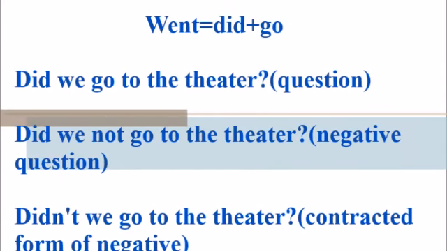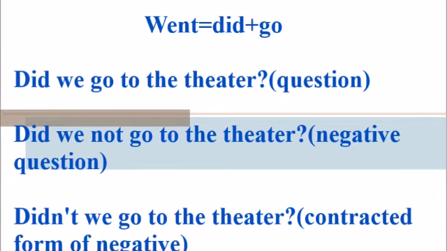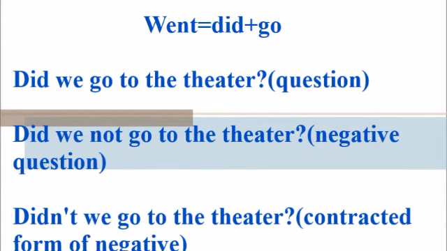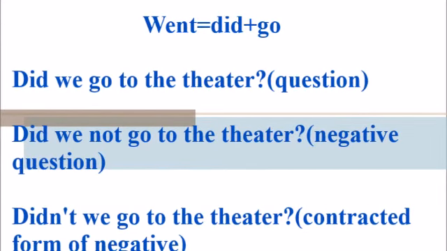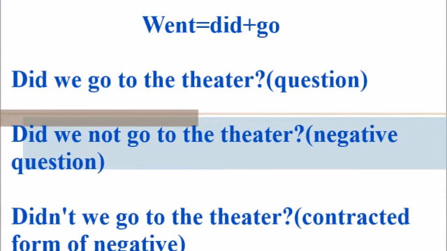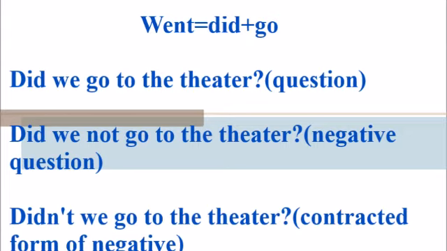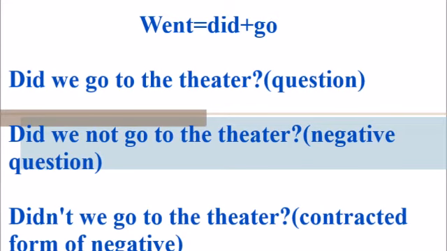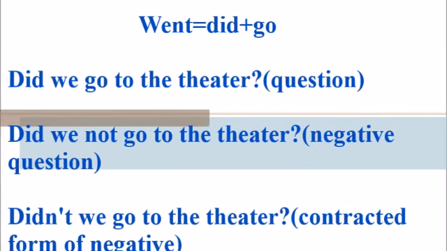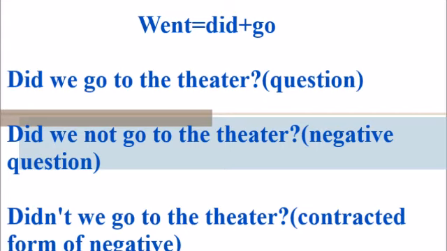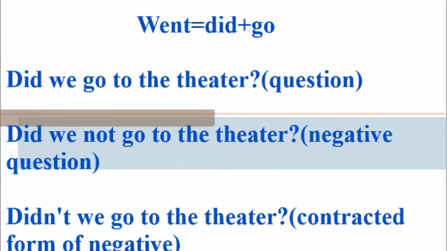Now next example. We went to the theatre. Went is the past tense form of the verb go. Therefore we have to use did plus go. So whenever the verb is in the simple past, we have to use did plus the present tense form of the verb. Did we go to the theatre? Did we not go to the theatre? Didn't we go to the theatre?